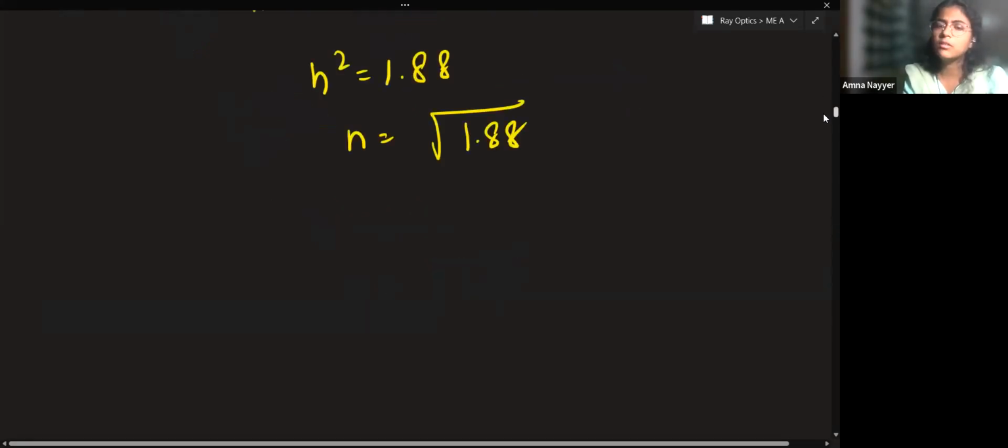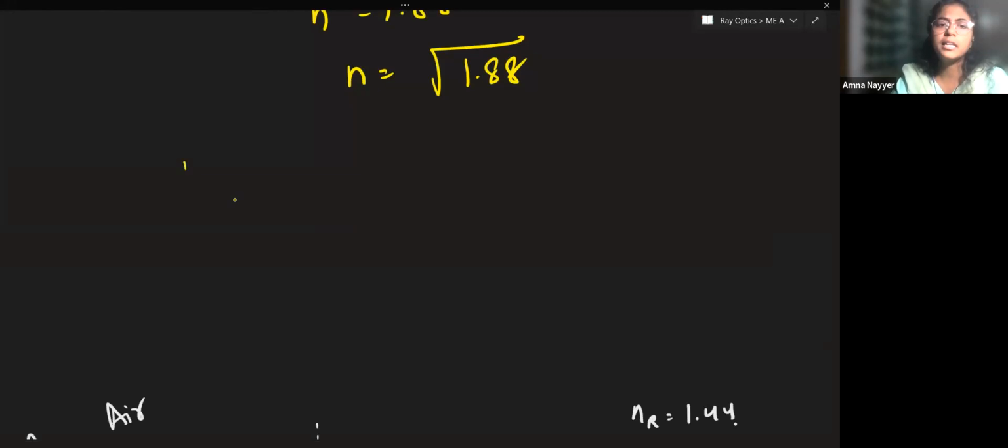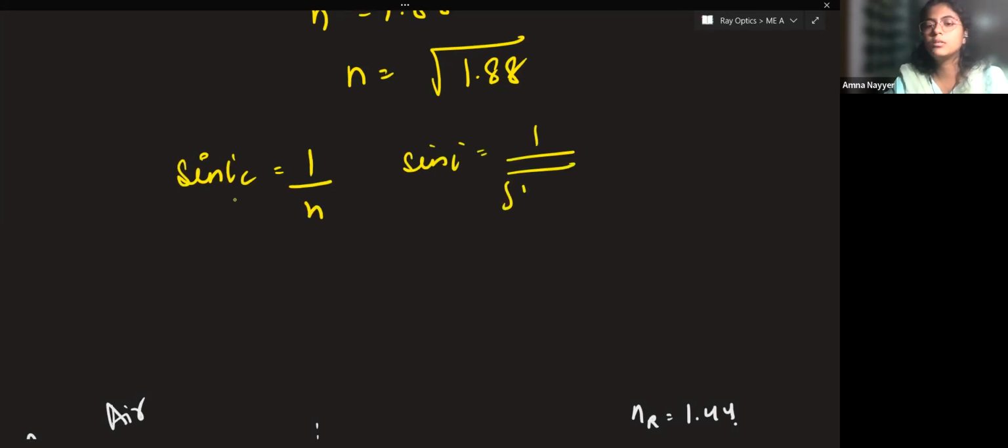Now I think this is not difficult to solve. Sin IC was 1 by N. Sin IC is now 1 by under root 1.88. Final answer, critical angle is sin inverse of 1 by under root 1.88.